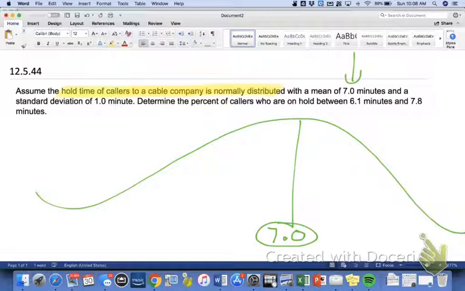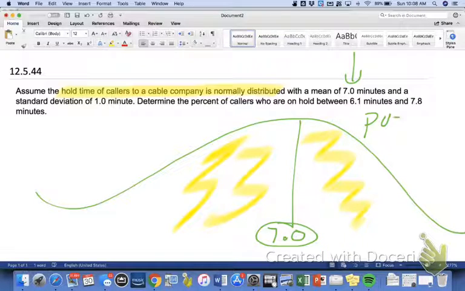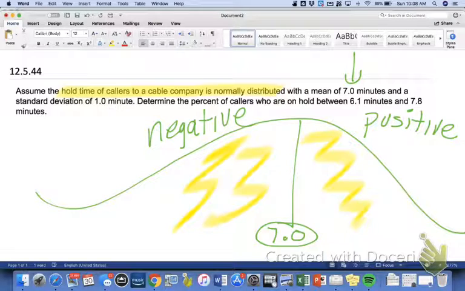And then, of course, you would have wait times that are higher than the mean and some that are lower than the mean. And when you're dealing with a normal curve, a positive z-score involves those numbers that are above the mean, and a negative z-score reflects those values that are below the mean or below the average. So in order to take advantage of the fact that these are normally distributed, and to find the percent of callers who are between 6.1 minutes and 7.8 minutes, we need to convert 6.1 minutes and 7.8 minutes into z-scores.